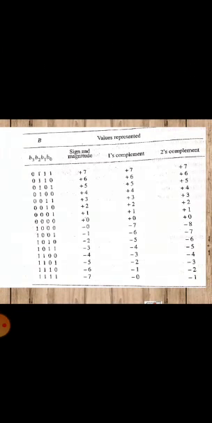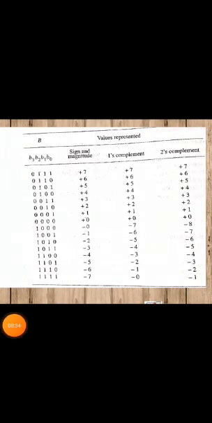Similarly, you can take any number by changing its MSB from 0 to 1, and you will get it in sign and magnitude. By complementing each bit, you will get it as 1's complement. And by adding 1 to the 1's complement, you will get the 2's complement number. You can take any number over here and find the difference.